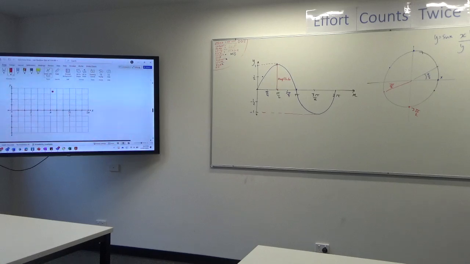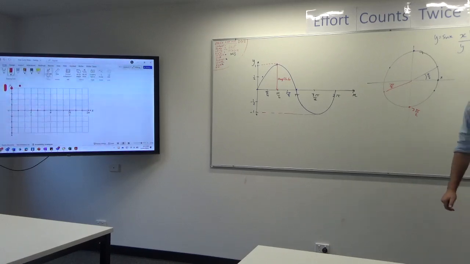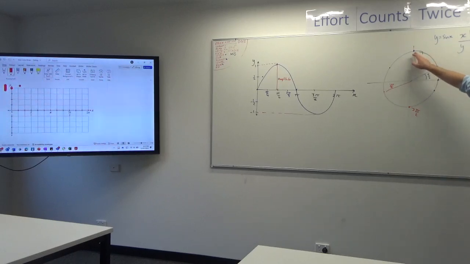What is cosine of 0? 1, nice. Cosine of 0 is 1, so I'm going to put it there, this being 1 high. What is cosine of pi on 2? 0. Lovely. Cosine of pi? Good. -1. Cosine of 3 pi on 2? Just here. 0. Cosine of 2 pi? 1.